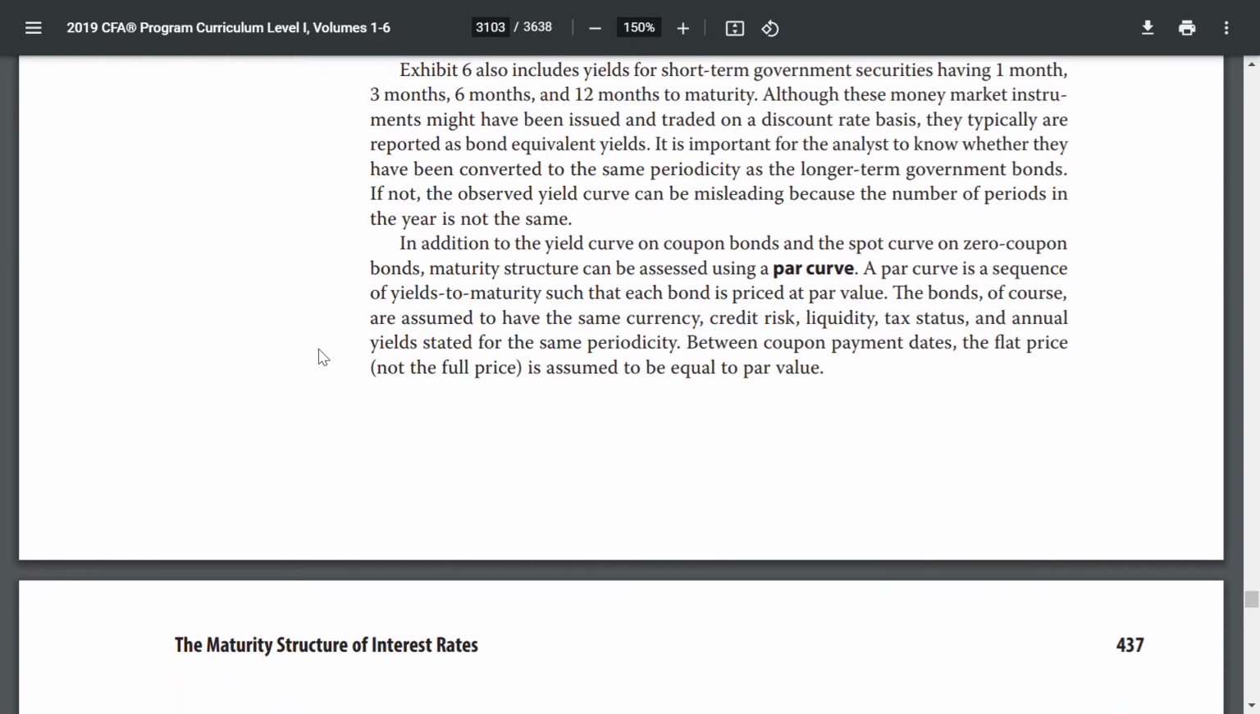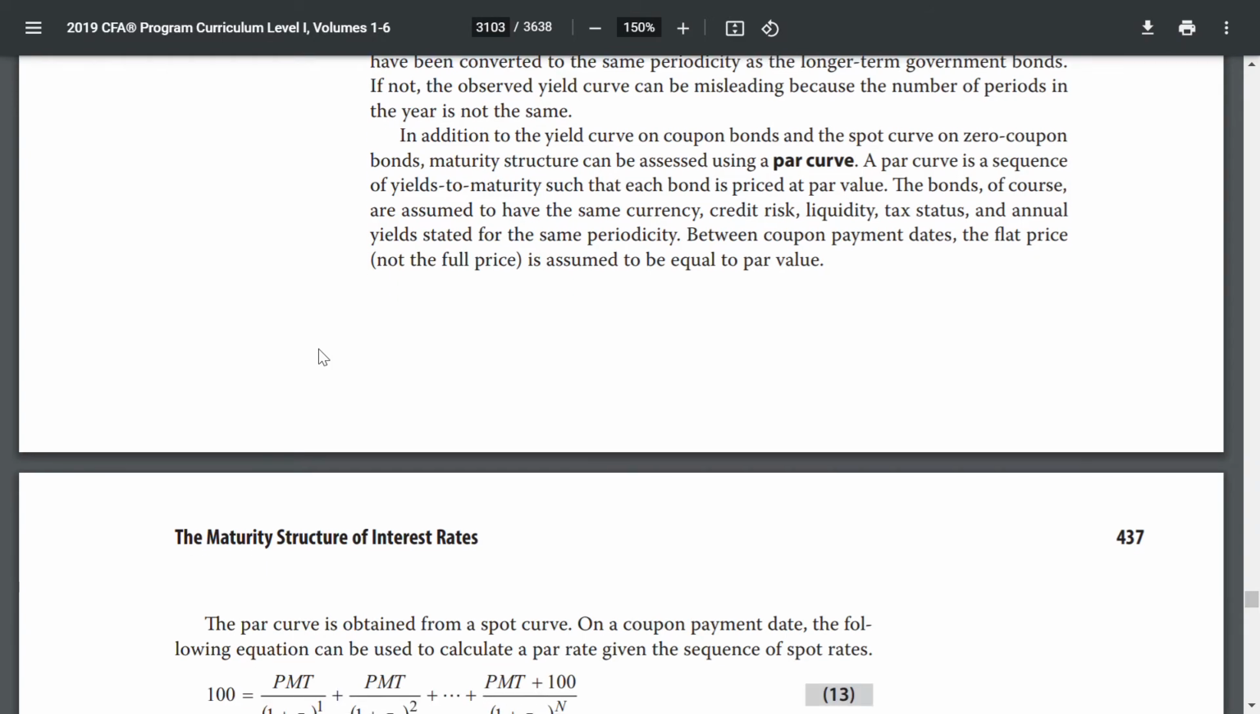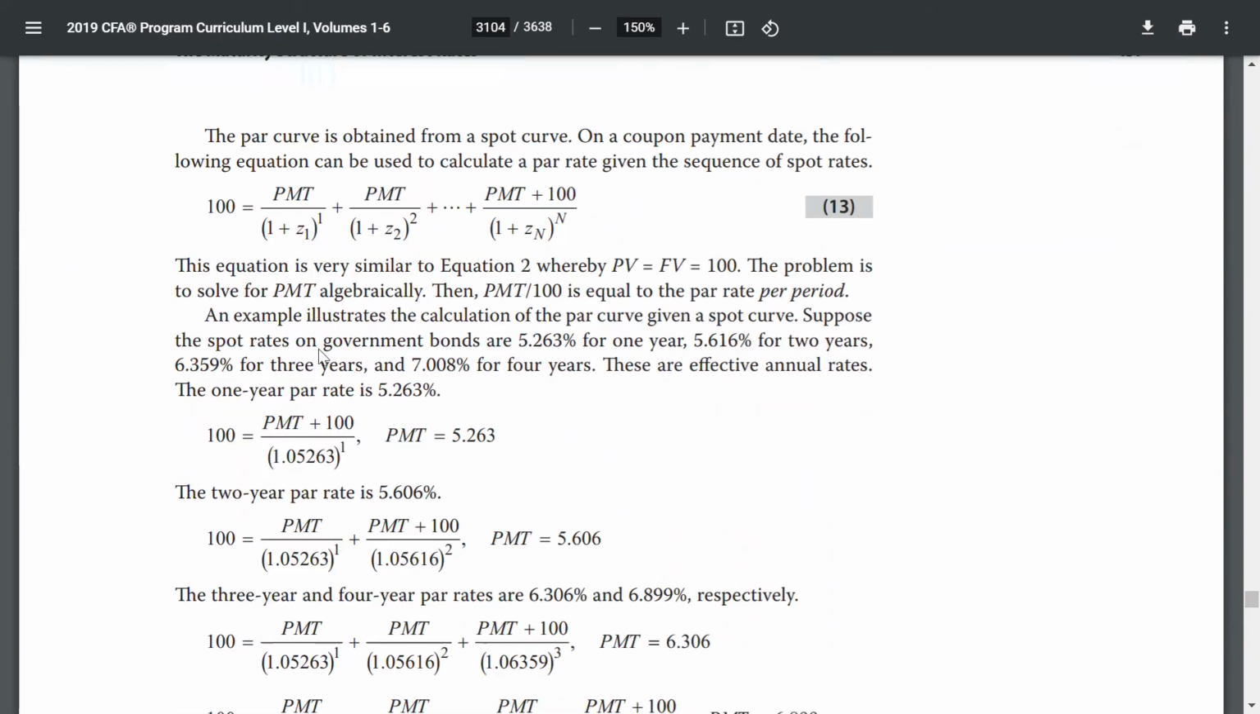In addition to the yield curve on coupon bonds and a spot curve for zero coupon bonds, maturity structures can be assessed using a par curve. A par curve is a sequence of yields to maturity such that each bond is priced at par value. The bonds, of course, are assumed to have the same currency, credit risk, liquidity, tax status, and annual yields stated for the same periodicity between coupon payment dates, and the flat price is assumed to be equal to the par value.